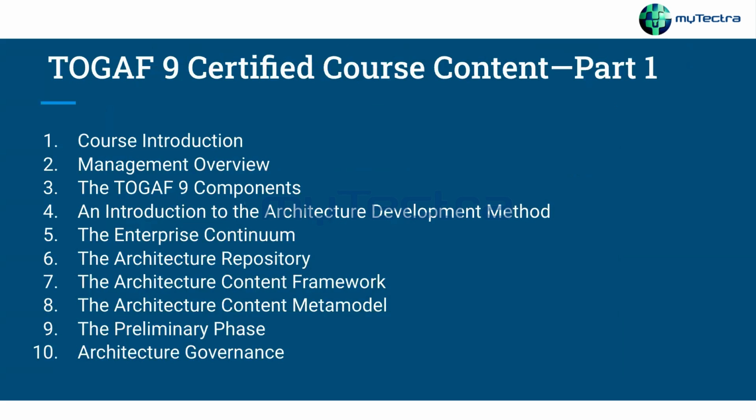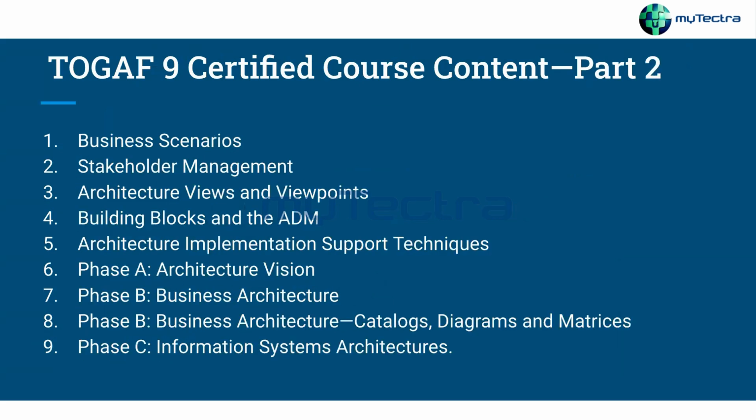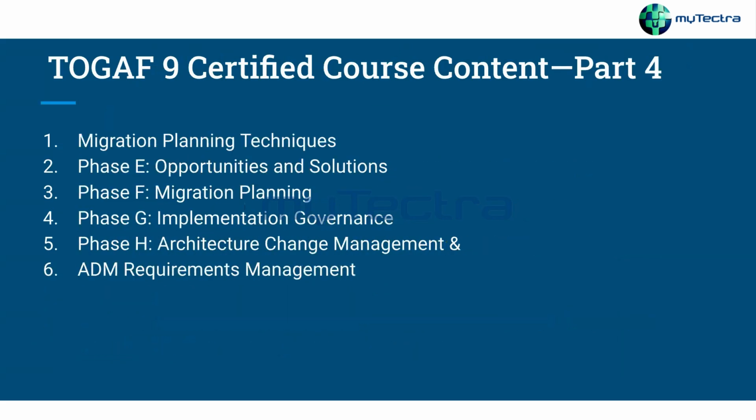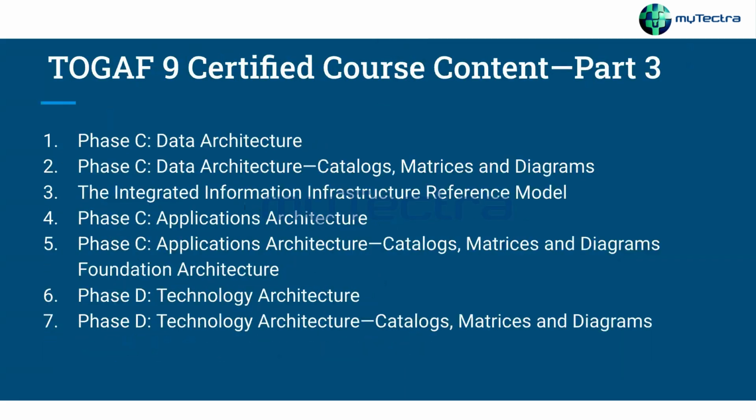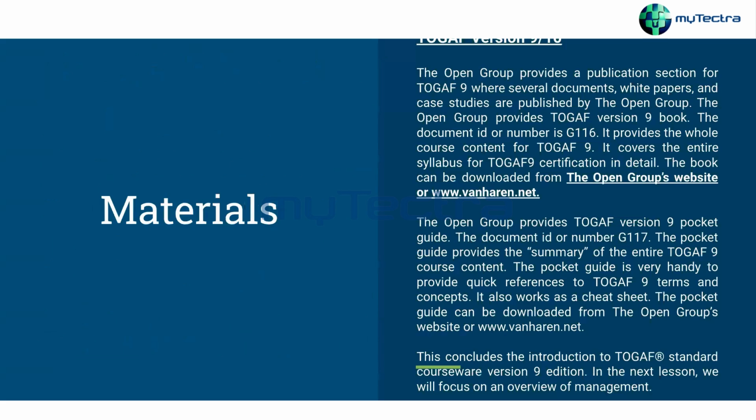Okay, makes sense. Yeah, so these are the contents that we are going to see. You'll have 5 parts, and we'll see all those 5 parts in 9 weeks of course time. Regarding the material, you'll get this pocket guide from Van Haren.net, and you can also download it from there. You'll also have the TOGAF 10 edition, you can get that as well.